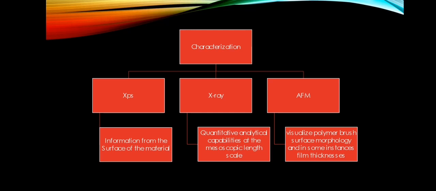Near-edge X-ray absorption fine structure microscopy provides quantitative analytical capabilities at the mesoscopic length scale. This has been developed into a powerful polymer characterization tool, combining atomic-specific soft X-ray spectroscopy with real space techniques. Atomic force microscopy has been commonly used to visualize polymer brush surface morphology and in some instances film thickness.